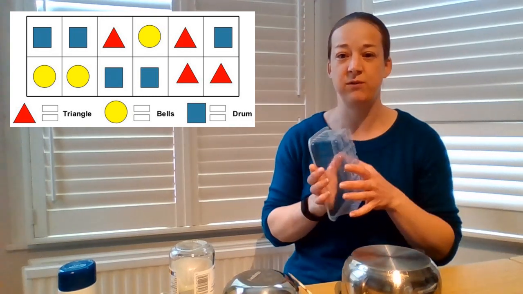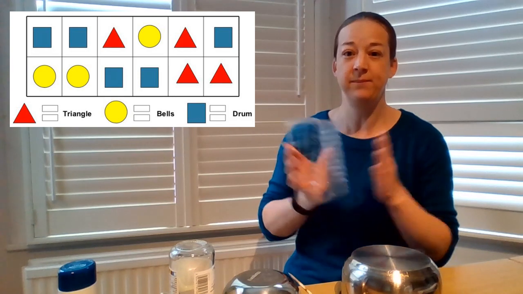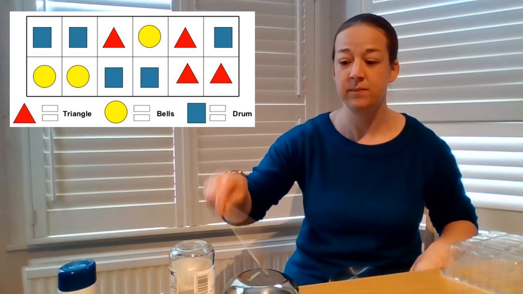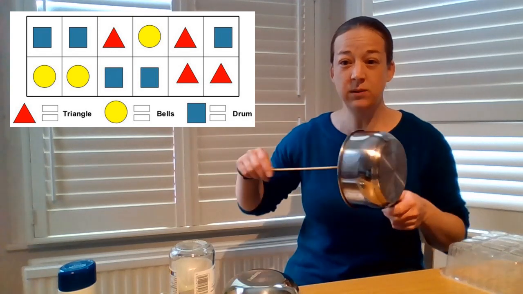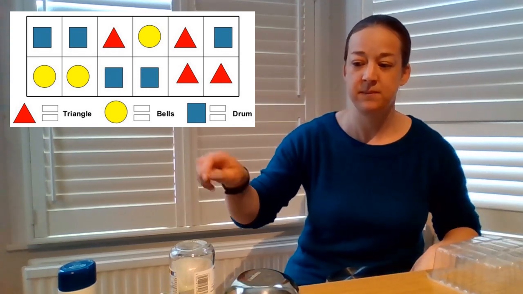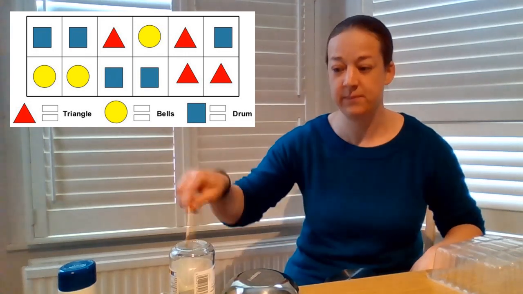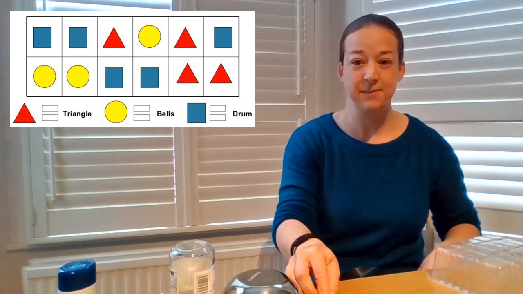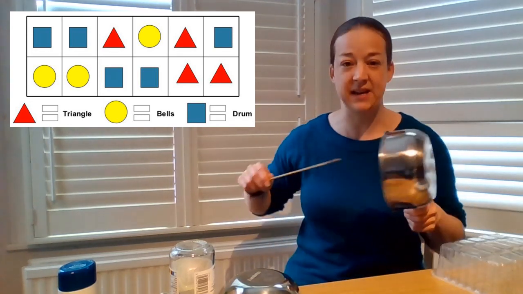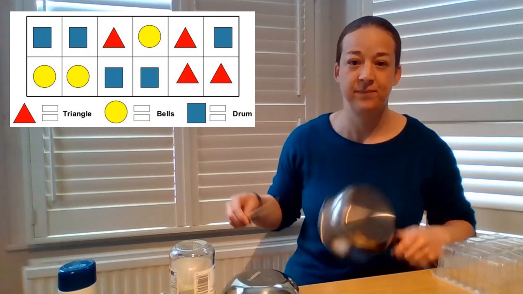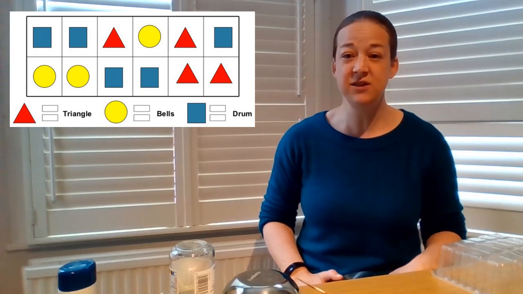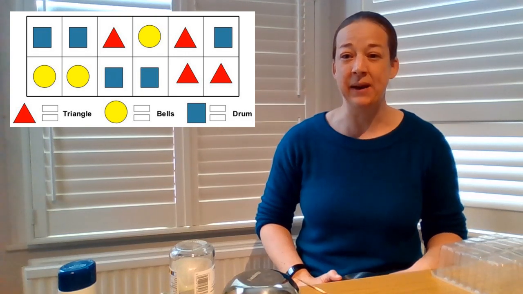Let's have a go at going through. So I've got the drum. Drum again. I've got my triangle, followed by bells, followed by a triangle, then my drum again, bells, and bells again, and then my drum. Drum again, and two triangles at the end. So that's my interpretation of this graphic score. Why don't you see what you can find to use as those different instruments and have a go at playing it yourself?